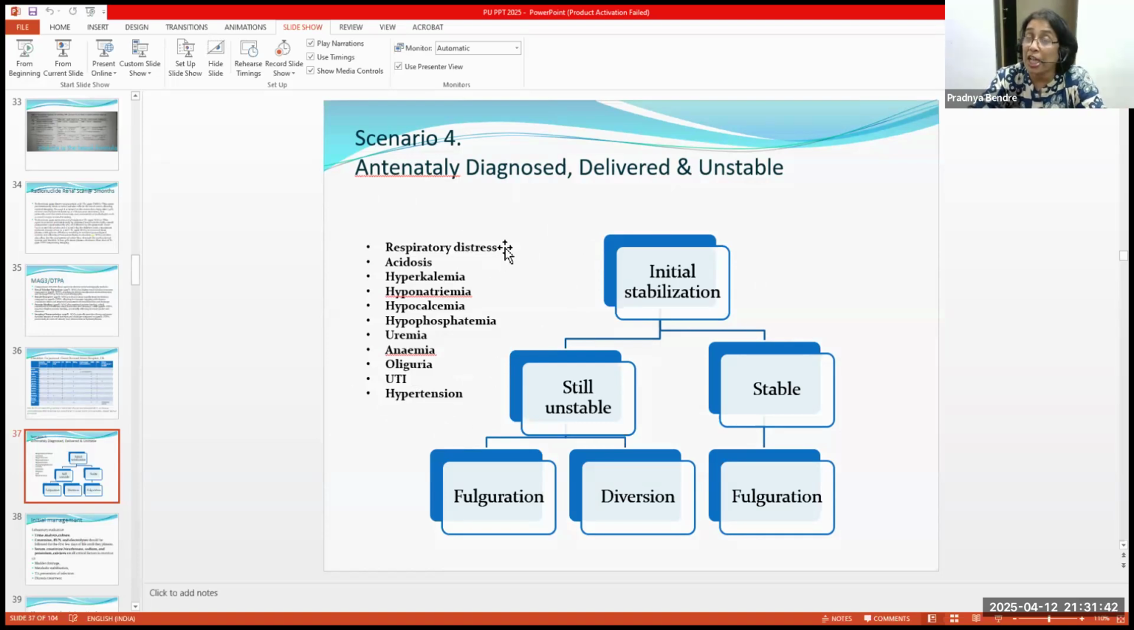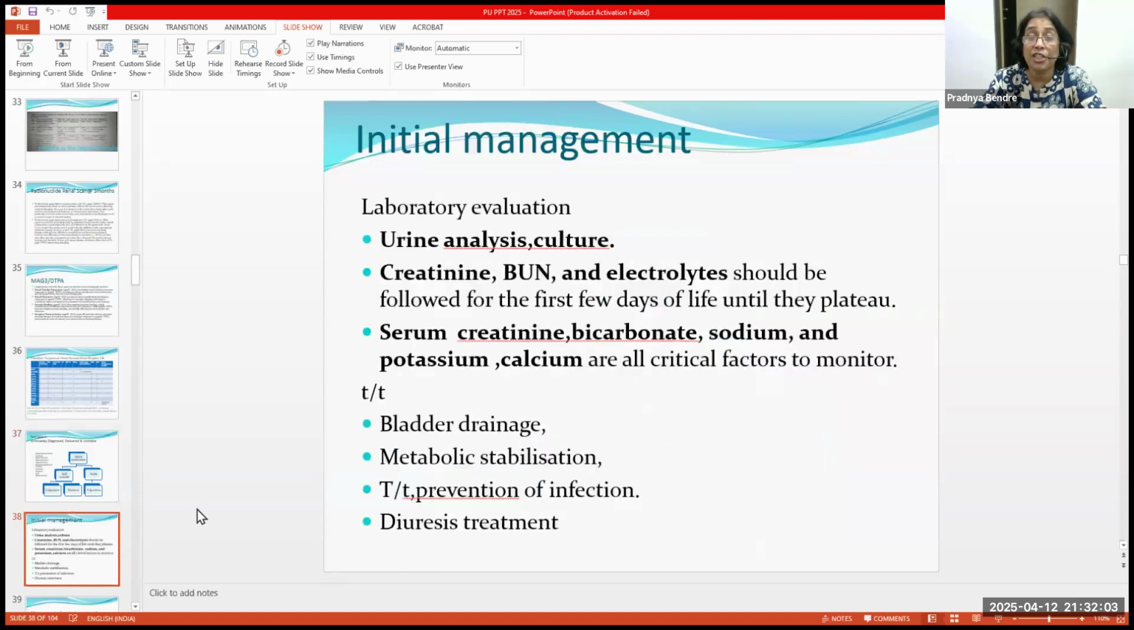So all the children who are not stable may require support based on the clinical assessment. If there is distress, they may require ventilation. The children who require ventilation are at the extreme because they have resultant pulmonary hypoplasia. So their outcomes are guarded, and these are the patients who are very difficult to stabilize. Generally, initial stabilization will consist of catheterization. You drain the bladder, you do the metabolic stabilization, correct the acidosis. If there is hyperkalemia, correct the hyperkalemia.